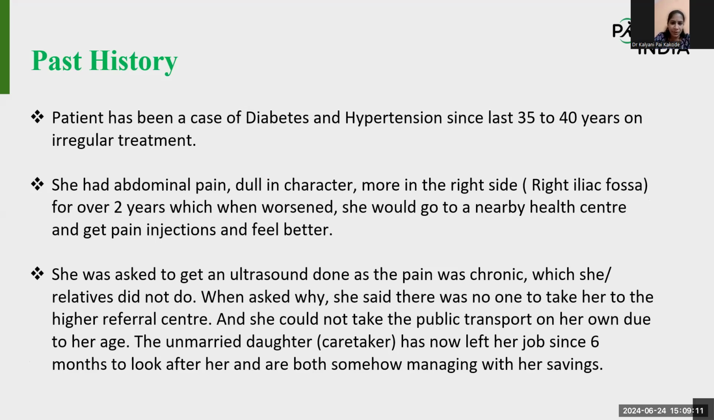Past history, this patient has been a case of diabetes and hypertension since the last 35 to 40 years, but she was on irregular treatment. She had abdominal pain, which was dull in character, and it was more on the right side, and this was over 2 years. And when it worsened, she would go to a nearby health center and she would get pain injections and feel better. When asked why she did not take an ultrasound examination that time, she said that there was nobody to take her to a high center, and on herself she could not go because of her age.